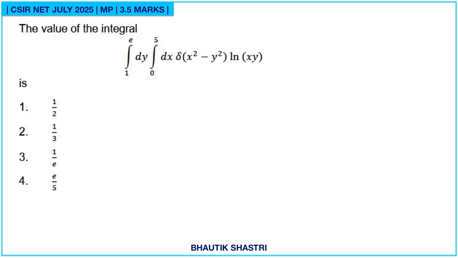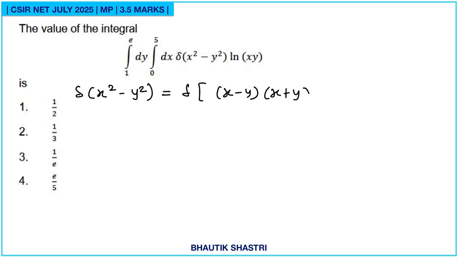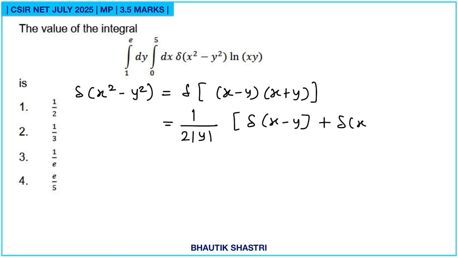Next question. The value of the integral is. Now we have a Dirac delta function here, so we'll simplify that first. Delta of x square minus y square is delta of (x minus y)(x plus y). So this is a multiplication, so we'll use the relation we have. This we will treat as constant. So 2 mod of y, then we have delta of x minus y plus delta of x plus y.